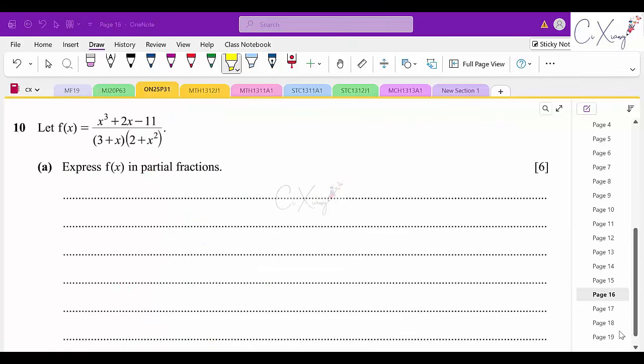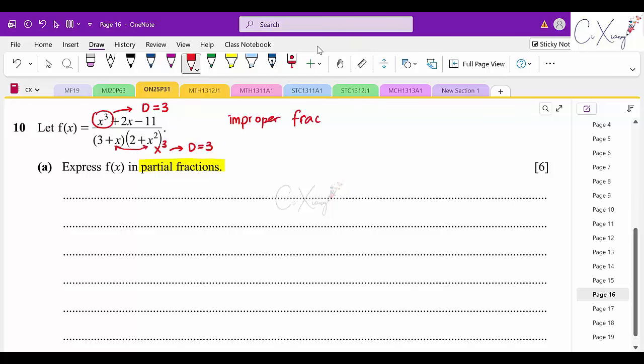Alright, so question number 10. We are having a function, then they want us to express this function in partial fractions. Before we start, let us have a look and see, do we have a proper fraction or an improper fraction first? The highest degree in the numerator is 3. When you multiply all the x together in the denominator, you also have x power 3, which tells you that it is degree 3. When the degree of the numerator is the same as or greater than the denominator, then we have an improper fraction.